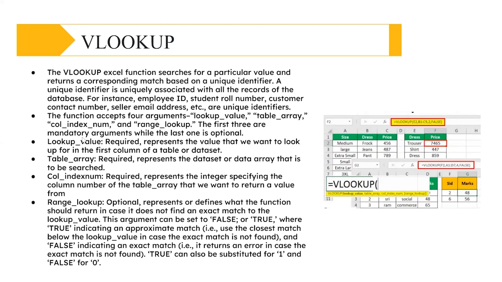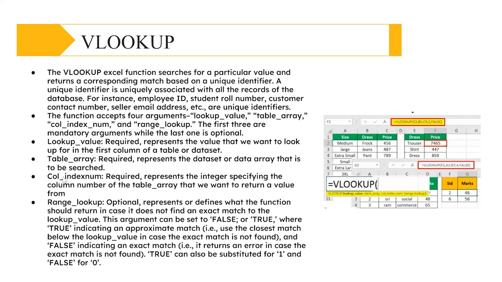So the first one is the lookup value. What is the lookup value? It is a required value which is important. You can't remove it. It represents the value that we want to look up in the first column of a table or data set. Then we have the table array, which is where we want to search. It represents the data set or data array that is to be searched.